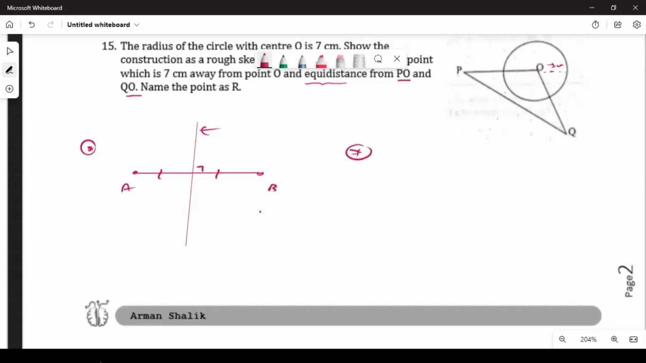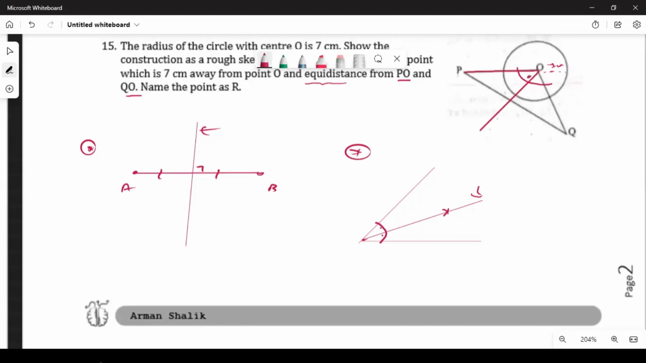If you want to find the locus of the points which are at equal distance from 2 straight lines, that locus will be this angle's bisector. Bisector means the straight line segment divides an angle into two equal angles. So this one will be that locus. Now here they are talking about the locus of the points which are at equal distance from PO and QO, which means you have to draw the angle bisector of this. You don't have to construct it, you just have to draw the rough sketch.